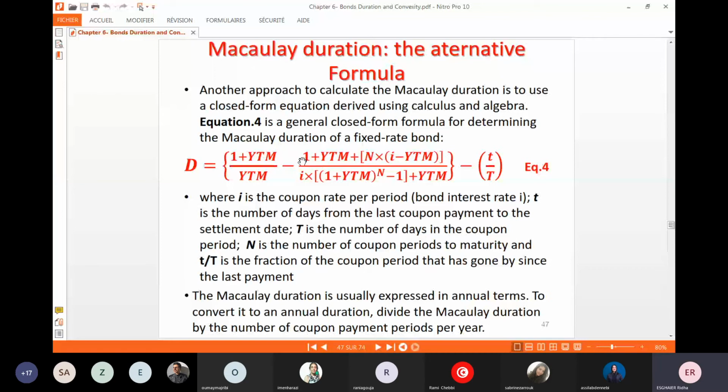t هي شنية؟ t is the number of days from the last coupon payment to the settlement date. السيتلمنت ديت هي فور اكزامبل الديت اللي انت شريت فيها البوند ولا باش تبيع فيها البوند ولا الديت اللي انت موجود فيها تو. وكابيتال تي هو number of days in the coupon period كما قلنا نجم يكون 1 year ولا 6 months. والان هما number of coupon periods to the maturity قداش مازالوا حتى للماتوريتي. اوكي دونك T over capital T هي شنو هي fraction of the coupon period that has gone by since the last payment. نفس اللي خدمناه في الشابتر 4 كانوا مراجعين الشابتر 4 نتاعنا.